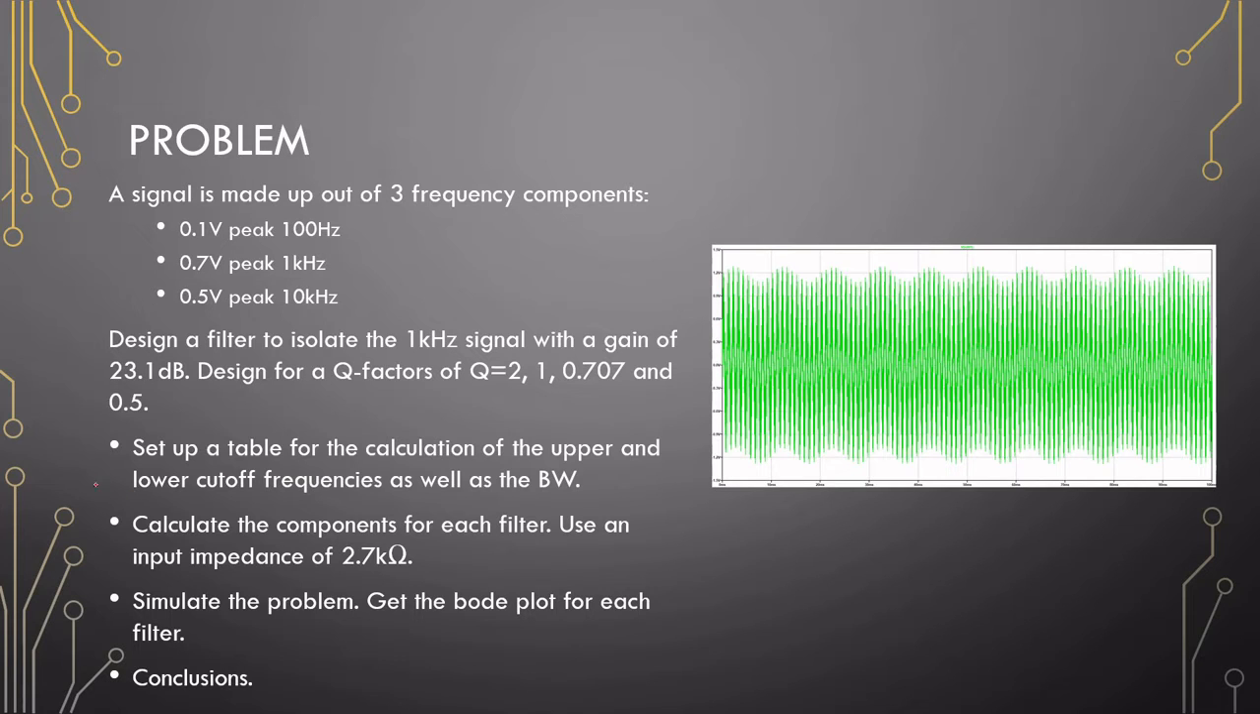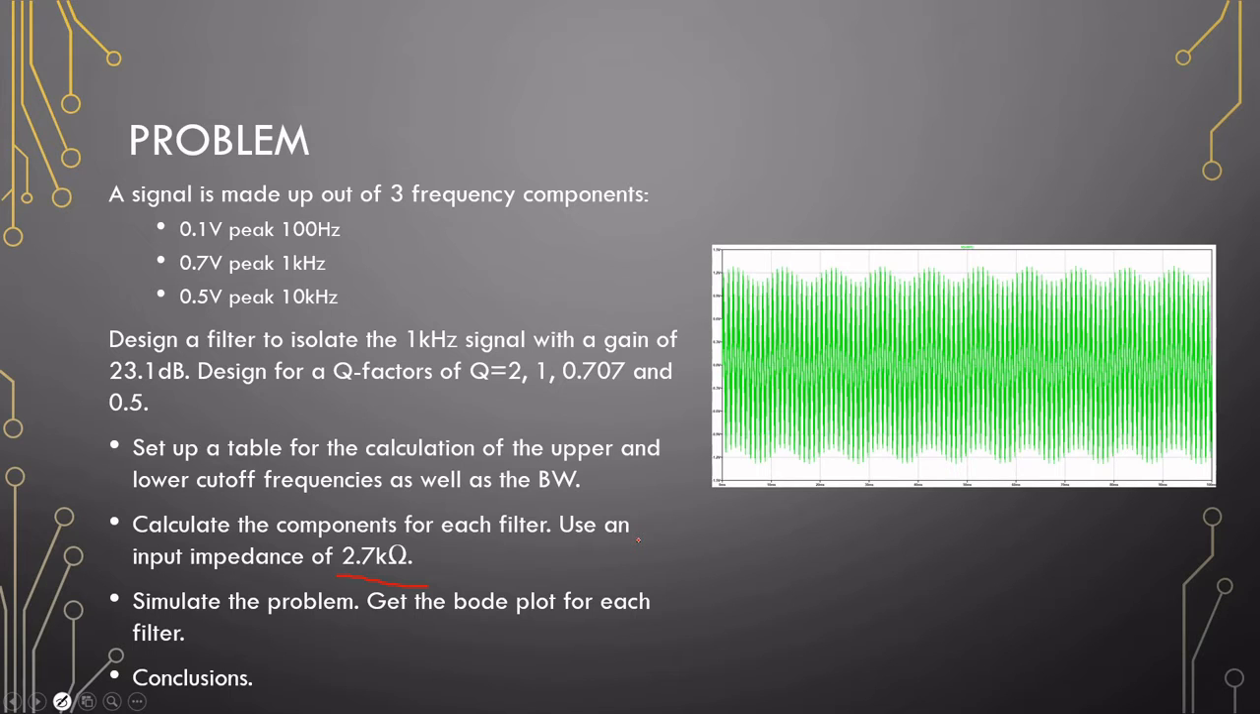Okay, so set up a table to calculate the upper and lower cutoff frequencies and the bandwidth, and then use an input impedance of 2.7k and calculate all the rest of the components. Go back to the equations page, and when you're done setting up the filters, simulate them, see the results, and make some conclusions, or see if you come to the same conclusion that I have with the Q factors here.